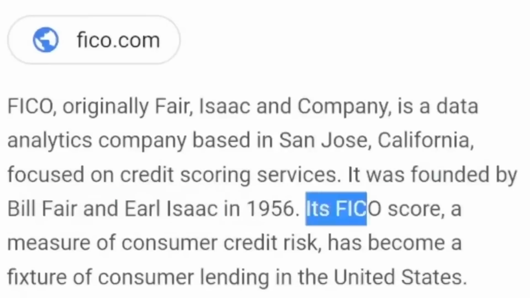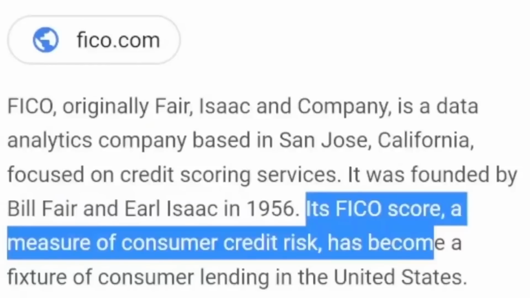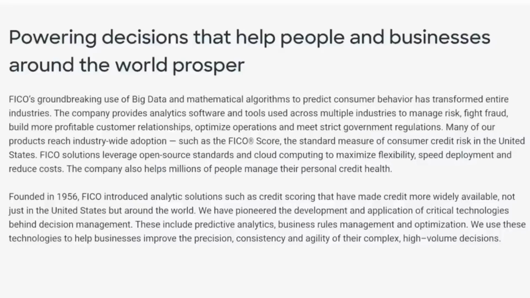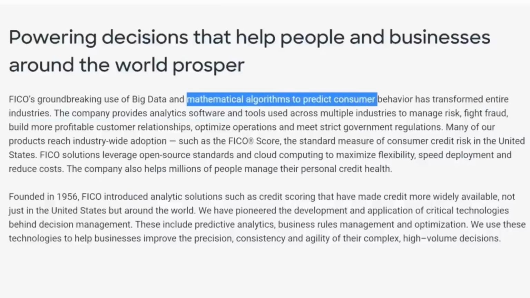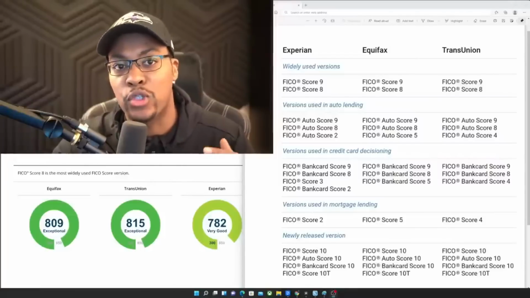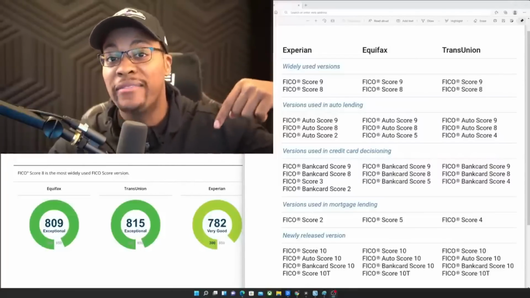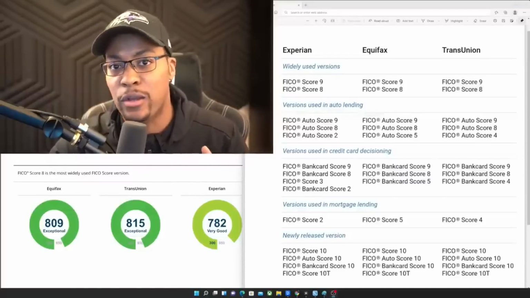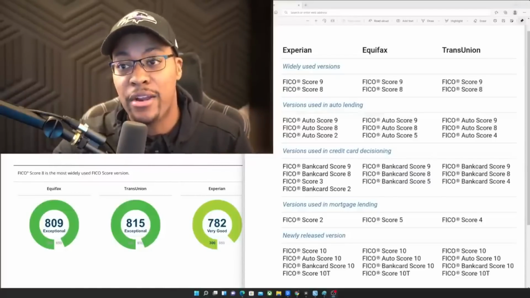Now, as it says right here, FICO is a measure of consumer risk and has become a fixture of consumer lending in the United States. The Fair Isaac Company is a data analytics company that uses mathematical algorithms to predict consumer behavior. I'm just going to be explaining some of the different FICO scores that you have. Right down below, we have a sample FICO credit report, and I'm just going to give you some examples of the different FICO scores. And on the right side here is a list of all the different FICO scores.